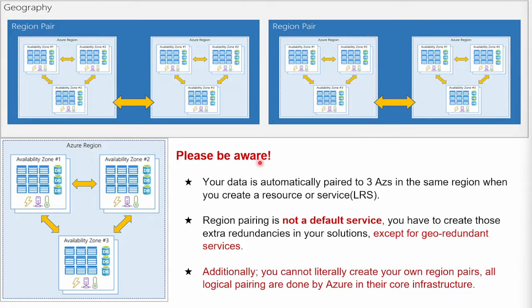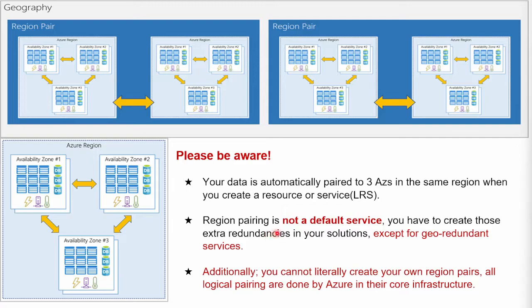Now, one thing I want you to understand is that, again, your data is automatically paired to 3 AZs in the same region when you create a resource service using the zonal storage. It's not the LRS, it's a zonal storage. So you get 3 AZs that are paired in that region. You get LRS right there.